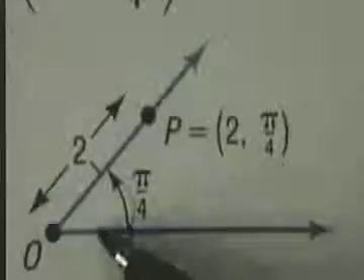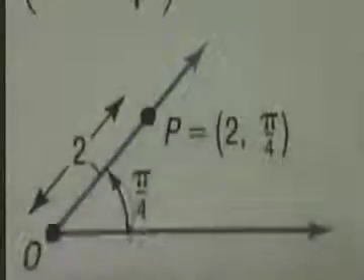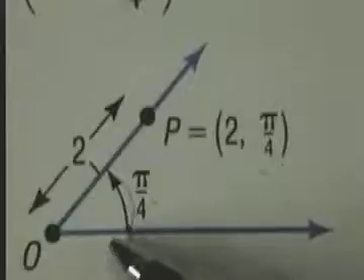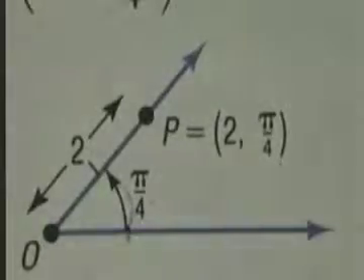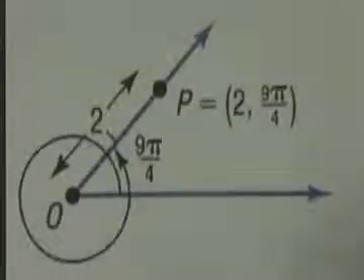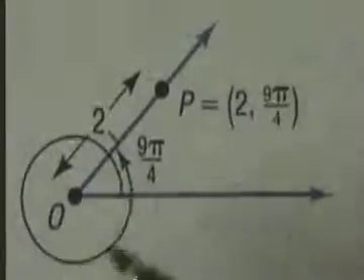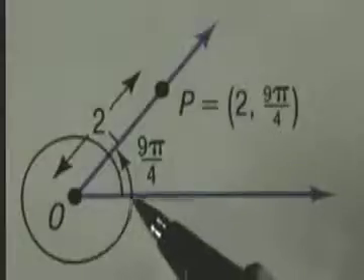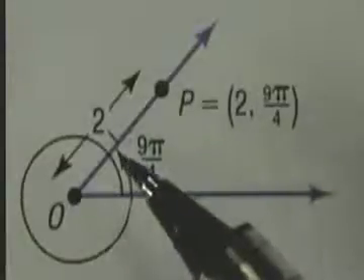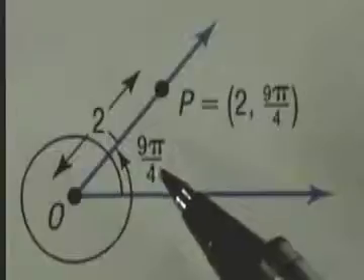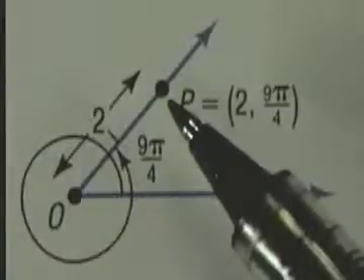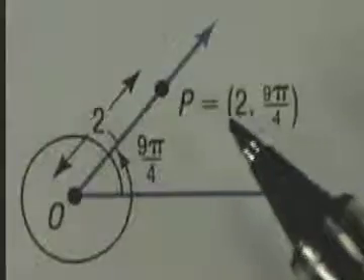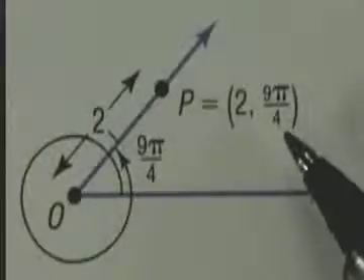For example, what would the angle be if we went all the way around and rotated one full revolution and then another pi over 4 radians? Let's see what we would obtain. Because one full revolution is 2 pi radians, we would have 2 pi plus another pi over 4. That would give me 9 pi over 4 as the angle. Notice that is the exact same point that we had when we plotted 2 comma pi over 4.